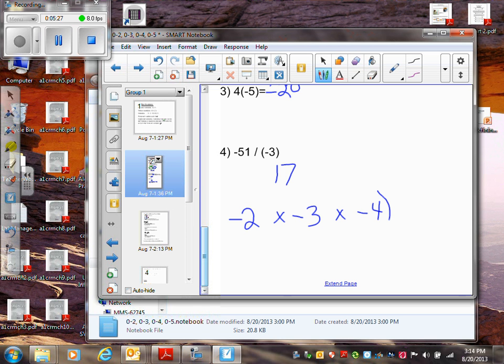Or if you want to break it down and do one piece at a time, -3 times -4 gives you positive 12. And then take the 12 times -2, which is -24. Either way you want to do it will be fine.